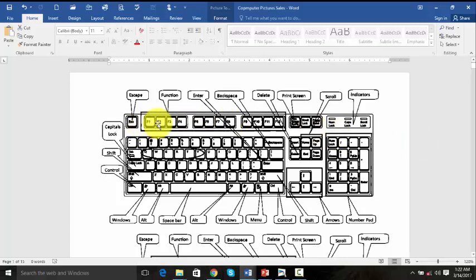So now where I'm pointing my mouse pointer here, this is what we call the function keys. The function keys range from F1, F2, F3, F4, F5, F6, F7, F8, F9, F10, F11, F12. In other words, that F stands for the word function. So function 1, function 2, function 3, function 4, function 5, function 6, function 7, function 8, function 9, function 10, function 11, function 12.